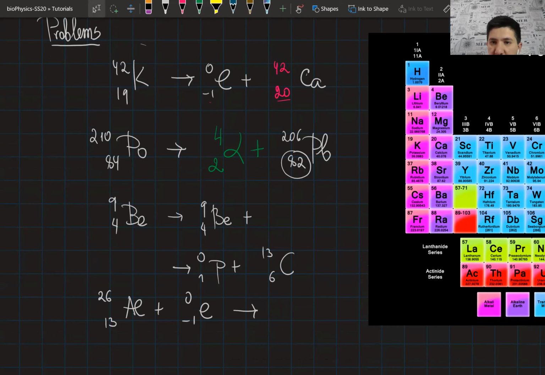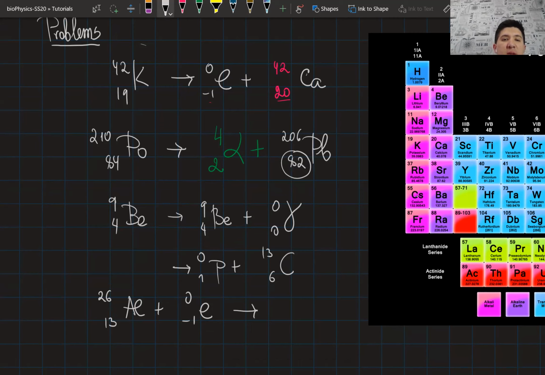So let's go further. We've got beryllium with atomic number 4 and mass 9. So it produces, again, beryllium with atomic number 4 and mass 9. So what kind of radiation does it produce? Its mass and atomic number are not changing. It means that it's going to produce gamma radiation with 0 mass and 0 atomic number.